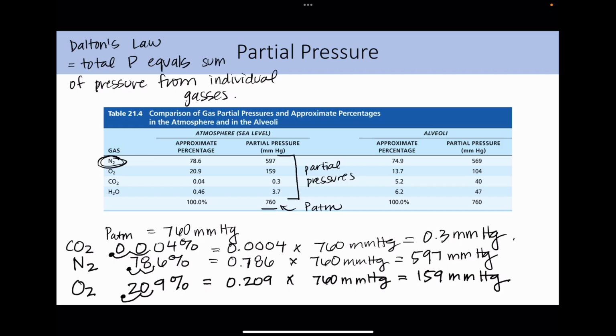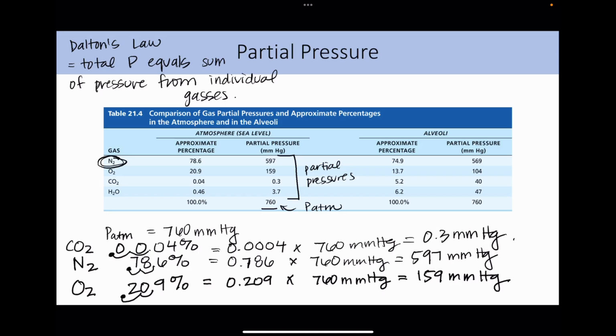So if I asked you on an exam to calculate partial pressure, would you be able to do it? If I gave you the percentage and you know that it's 760 millimeters of mercury of our total pressure, could you figure out the partial pressure? Okay. So we don't have to memorize the percentages? No, you don't have to memorize the percentages. The 159 is going to round up to 160, and the CO2 is 0.3. Those are 2 numbers you're going to have to know: the partial pressures for CO2 and oxygen in the atmosphere. But the percentages, no.